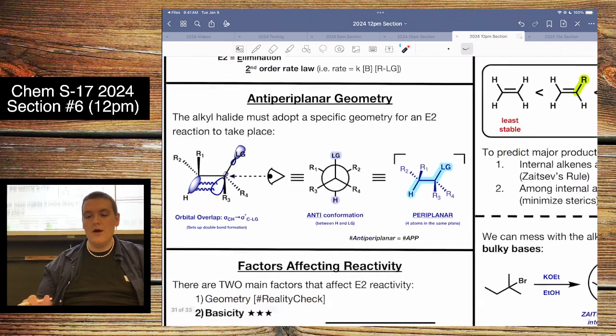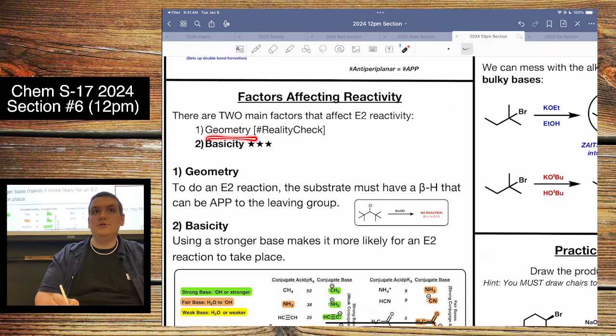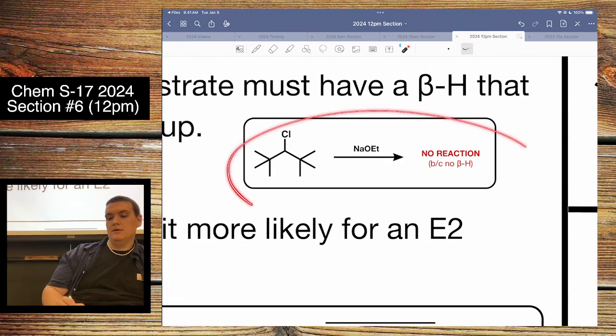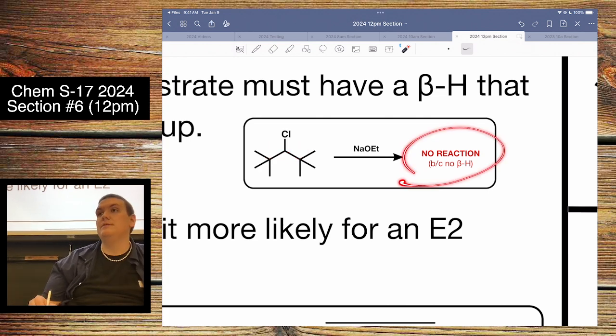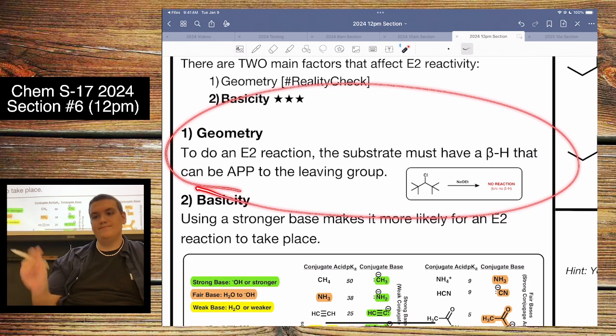Cool. Okay, so factors affecting the reactivity for E2. First off is that antiperiplanar geometry, and that's just kind of a reality check: do we have beta hydrogens, and can they be antiperiplanar? Here's an example where we ask, do we have any beta hydrogens? This is alpha, this is beta. At the beta position, there are no hydrogens, just other methyls. And so we can't do E2 here because we just don't have the beta hydrogens. So that's our reality check step.